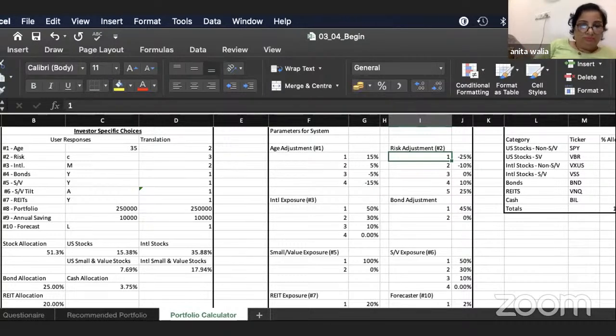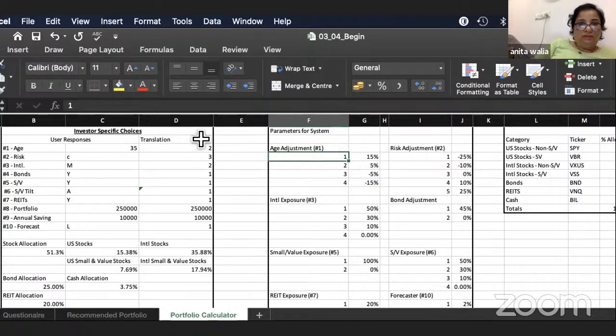particular investor. That's all going to be based on the parameters that we set in the background of the system, right? So let's just take age as one example. Our investor's age, we have taken as 35-year-old. So we have an age adjustment factor here. If you can see here, this is the age adjustment factor.